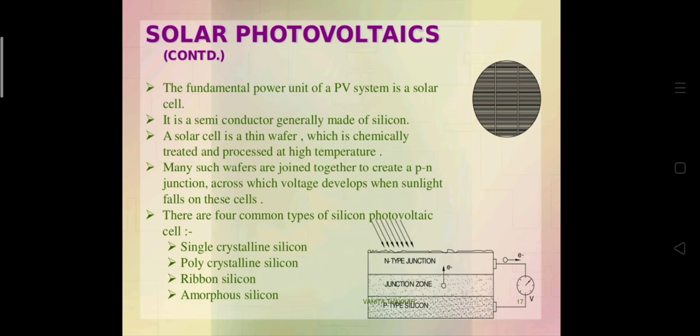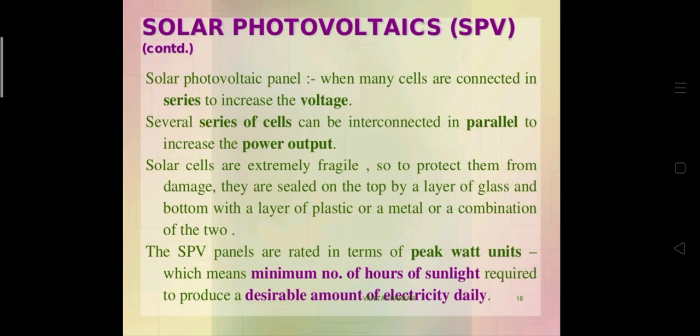There are single crystalline silicon, polycrystalline silicon, ribbon silicon, and amorphous silicon. These four types of silicon materials are used in photovoltaic cells. These are the four common types of photovoltaic cells. They are the solar cells.